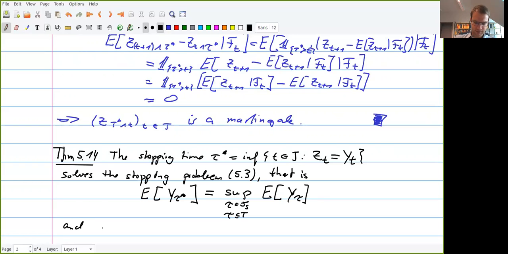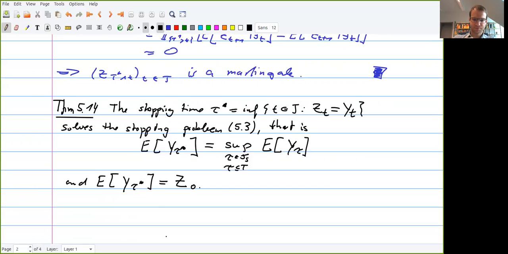And I know even more. The expected value here of Y stopped at time tau star is equal to my Snell envelope at time 0. So this Snell envelope gives me the optimal stopping time for this stopping problem, and it even tells me what is the value I can achieve.